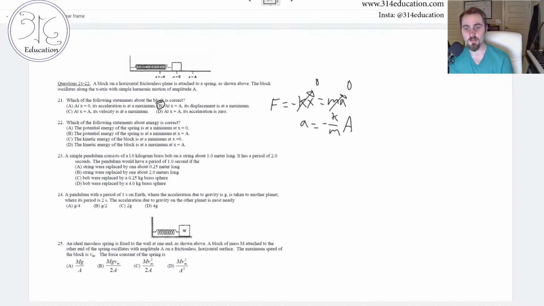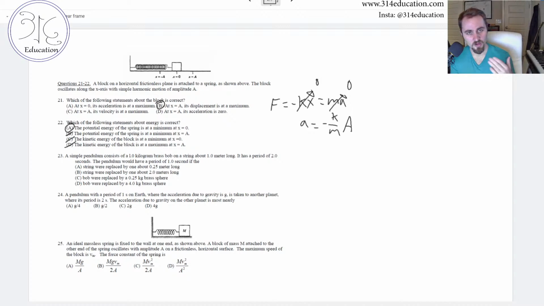22. Which of the following statements about energy is correct? The potential energy of the spring is at a minimum at x equals 0. That is true. The potential energy hits a minimum at x equals 0. The potential energy of the spring hits a maximum at x equals A. That's not true. Oh, sorry, that one hits a maximum at x equals A, so that's true, but the first is the one we want. Kinetic energy of the block hits a minimum at x equals 0. Nope, that's when the kinetic energy maxes out. And then the next one is kinetic energy maxes out at x equals A. No, that's when the kinetic energy hits its minimum.